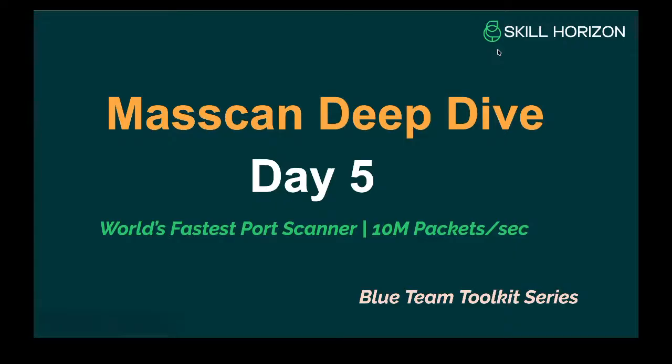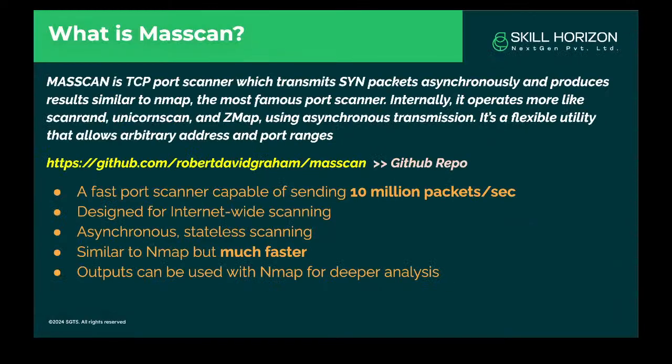So today we are talking about Masscan. It is named the world's fastest port scanner. The speed is 10 million packets per second. So what is actually Masscan? Masscan is known as the fastest port scanner in the world, and it can send 10 million packets per second, which means you can scan large networks almost instantly.